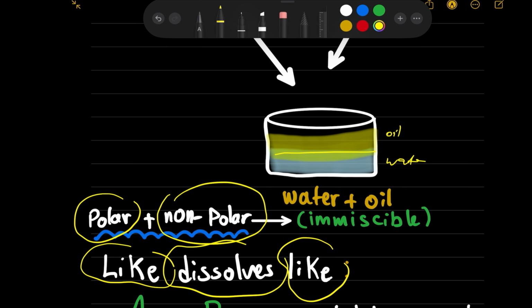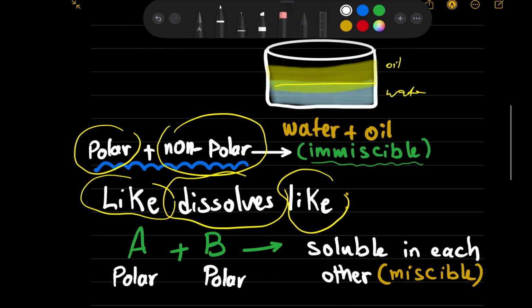And we have a beautiful concept, which is immiscible. Immiscible means they are not mixed together. So what will happen if we have a polar thing with a polar thing, like A and B? A and B are polar things. Are they dissolved in each other or not?